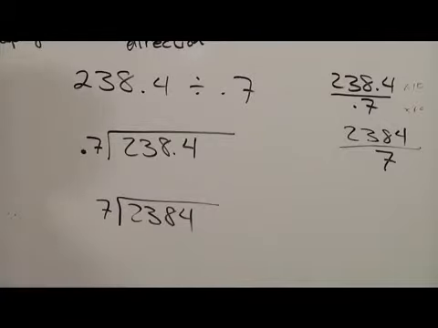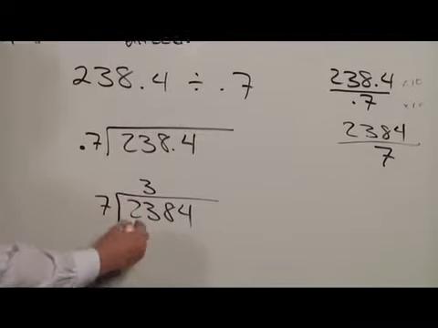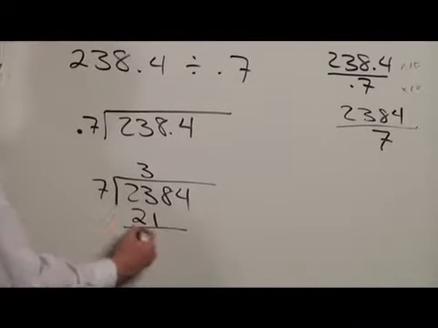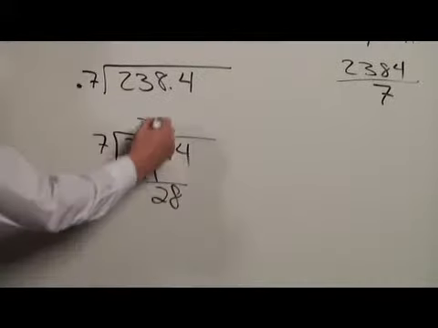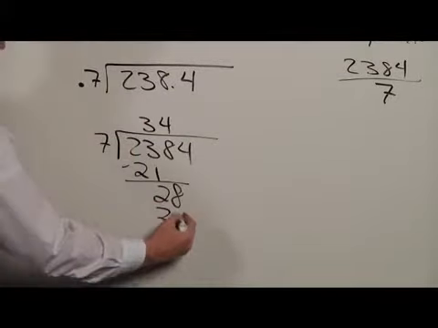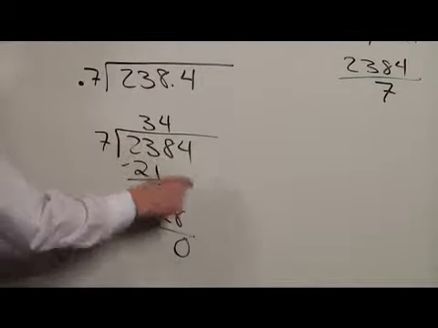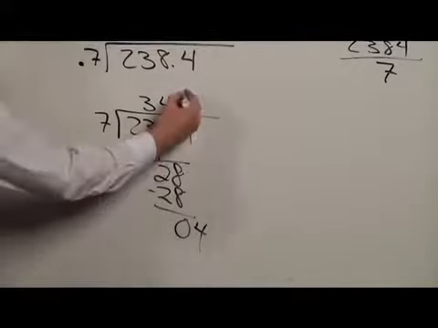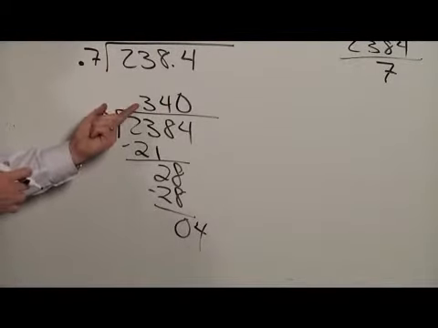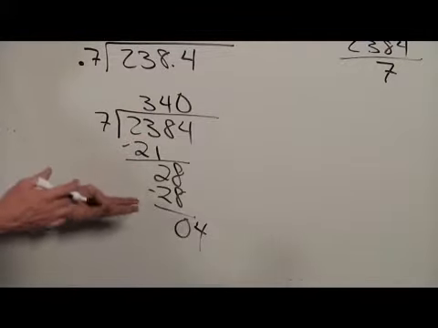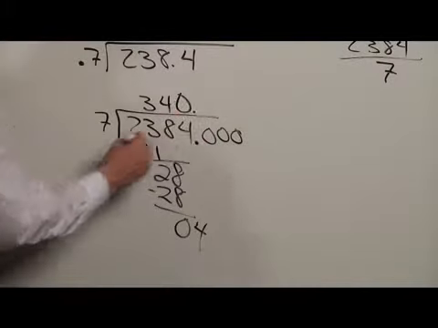This then becomes the problem that you're able to do. 7 goes into 23. Aha, goes in 3 times. 3 times 7 is 21, and we subtract. 7 goes into 28 4 times. Subtract, and we get a 0. Then we drop down the 4. 7 goes into 4 0 times. Now this is where you get to change this. Instead of just saying, oh, we must have a remainder 4, put a decimal there and say, hey, let's keep going. Let's see what happens.